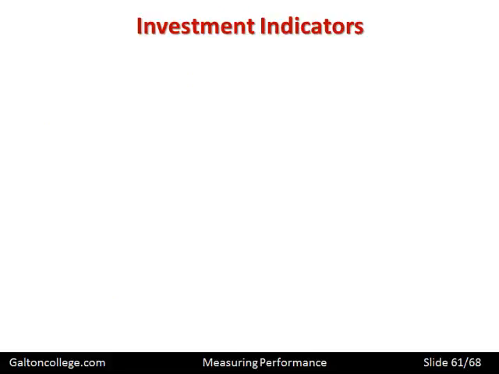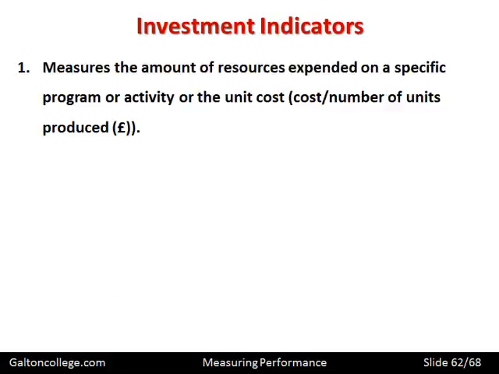Investment indicators measure the amount of resources expended on a specific program or activity, or the unit cost. So if you like, it's the cost divided by the number of units produced. And that's a measure of the effectiveness of the technology and of the capital. It's the cost of producing something divided by the number of units produced. If you like, it's the average cost. So operating costs per unit produced.